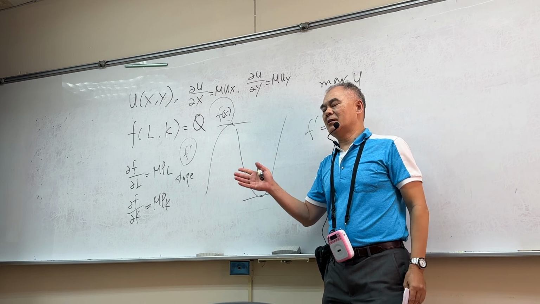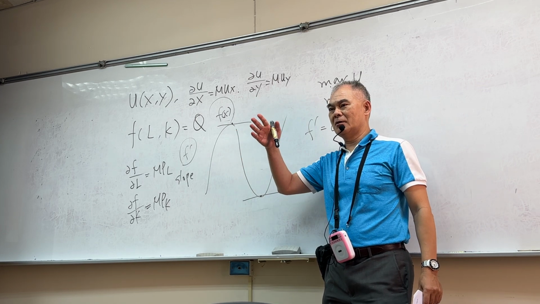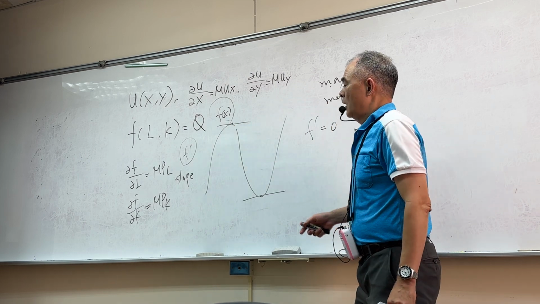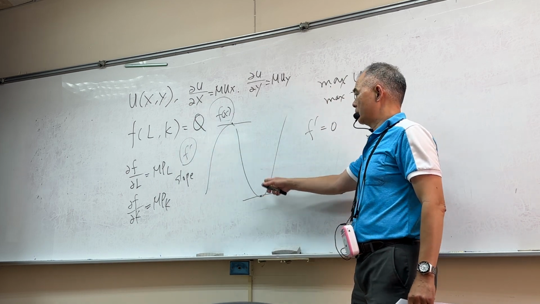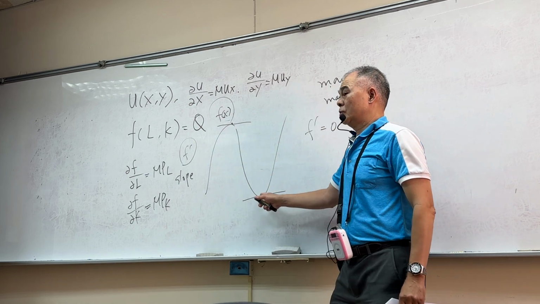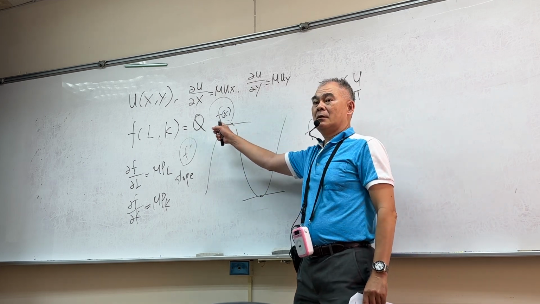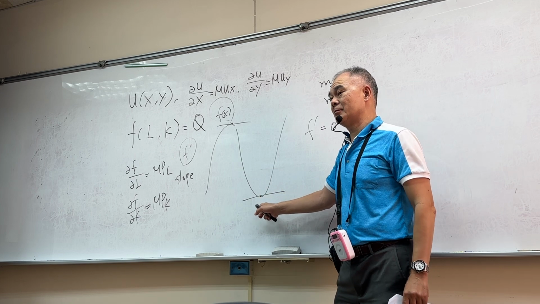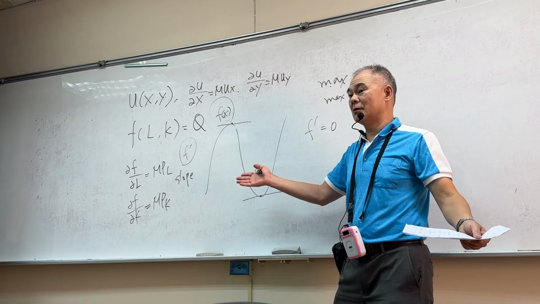In mathematics, they talk about global maximum, global minimum, local maximum, local minimum. We forget about all that. We just talk about this. So here, when f prime is equal to 0, you get two solutions, but only this one gives you a maximum. If you get this one, it is not a maximum, it's a minimum. So this is not what you want, depending on the situation.